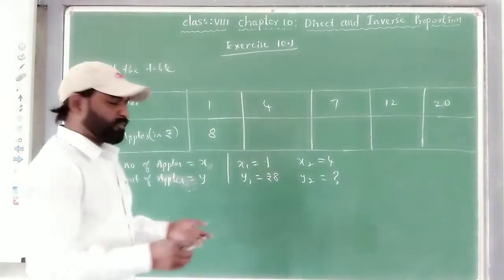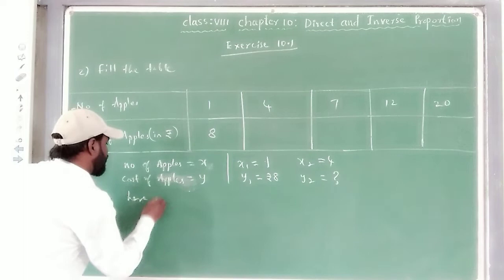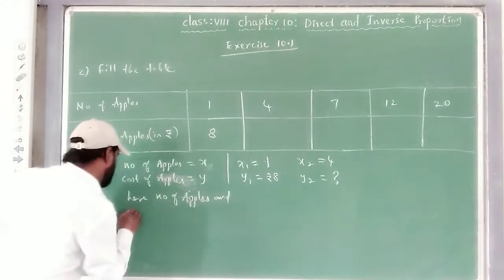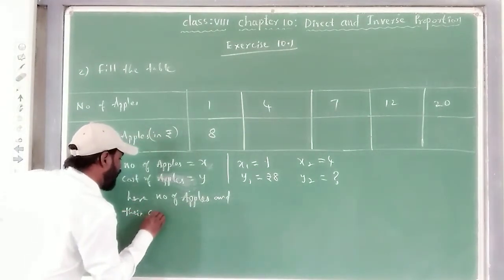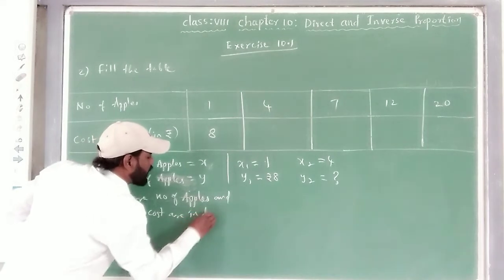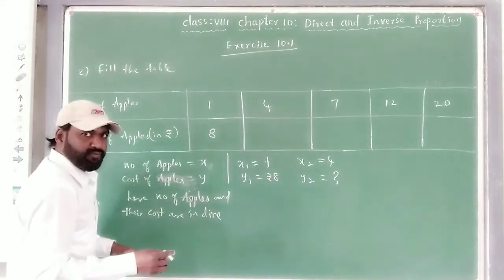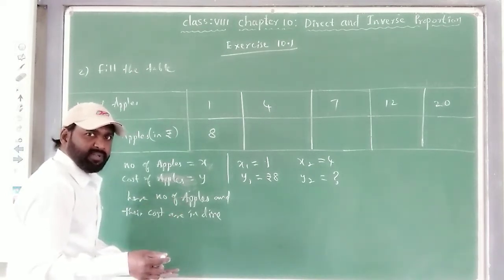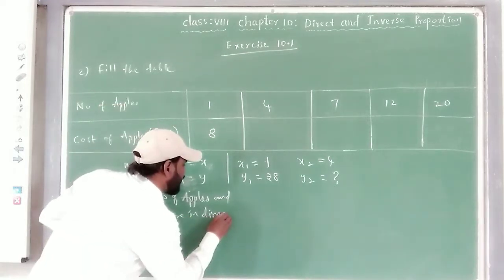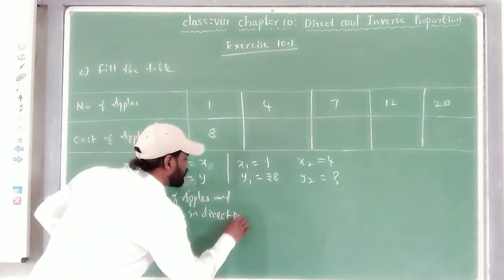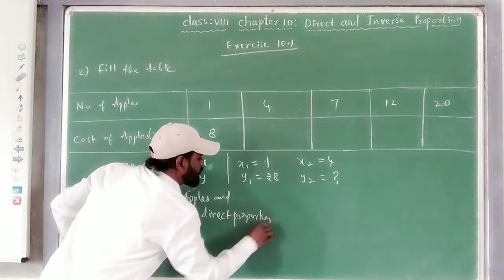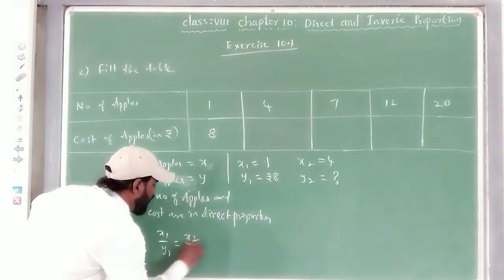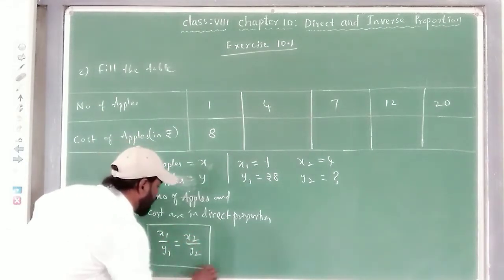So as both are in direct proportion, here the number of apples and their cost are in direct proportion. Obviously, we know if you want to purchase more apples, you need to spend more money. If you want fewer apples, you need less money. Simple thing. In direct proportion. When both are in direct proportion, as I told you, what you need to remember? x1 by y1 is equal to x2 by y2. This is the condition you need to remember.